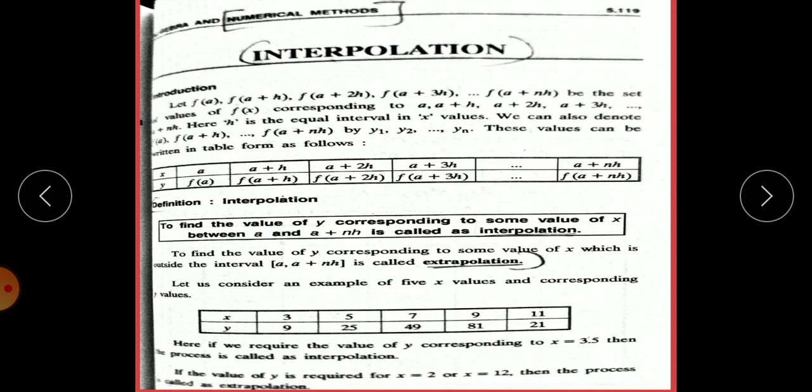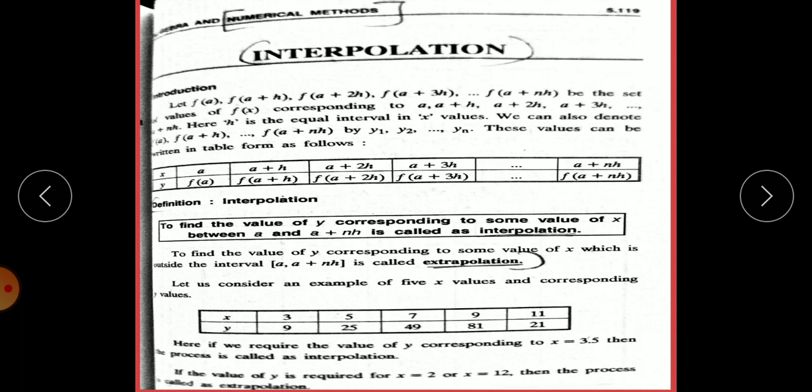See the definition: interpolation. To find the value of y corresponding to some value of x between a and a plus nh is called interpolation, and outside the interval a to a plus nh is called extrapolation. That is, if you are taking the interval as a and a plus nh, inside the interval if you are finding the value, that is called the interpolation. Outside the interval if you are finding, that is called the extrapolation.